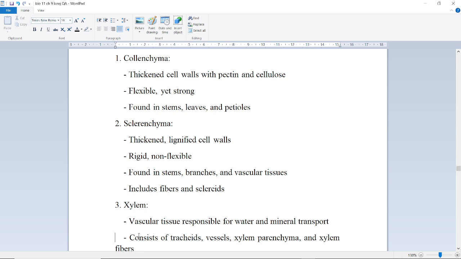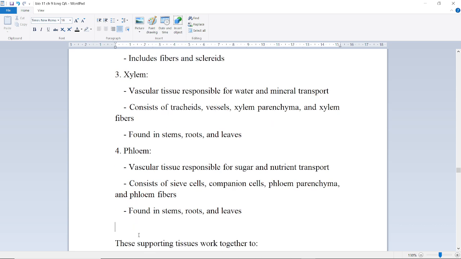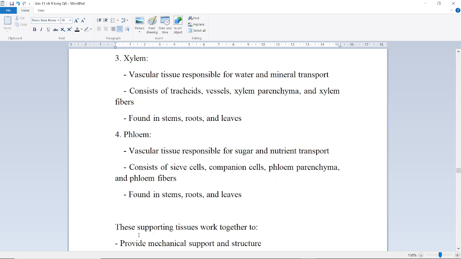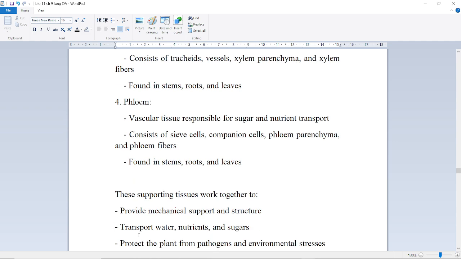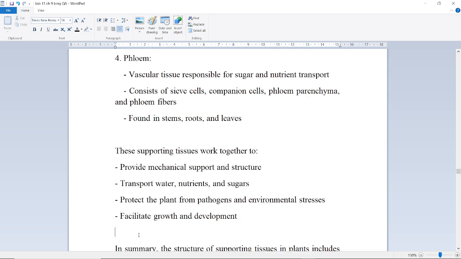Next are xylem. Vascular tissue responsible for water and mineral transport, consists of tracheids, vessels, xylem parenchyma, and xylem fibers, found in stem, root, and leaf. Next is phloem. Vascular tissue responsible for sugar and nutrient transport, consists of sieve cells, companion cells, phloem parenchyma, and phloem fibers, found in stem, root, and leaf.